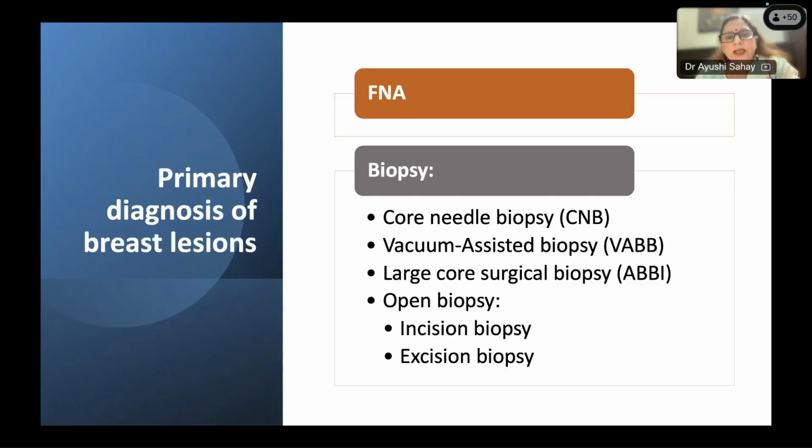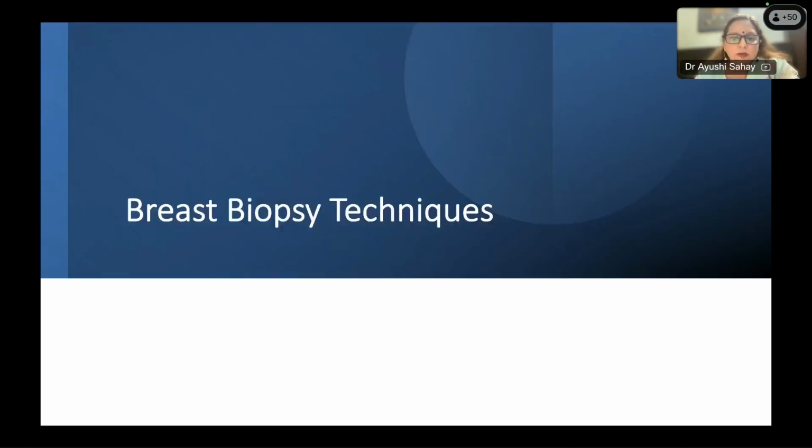The most commonly available in the country even now is FNA, but it is getting superseded by biopsies these days, of which the most common modality is core needle biopsy. There are multiple other modalities of biopsy, such as vacuum assisted biopsy or large core surgical biopsy. And of course, you always have the option of an open incision or excision biopsy, depending on the extent of disease. But the most common among the biopsies even now is the core needle biopsy.